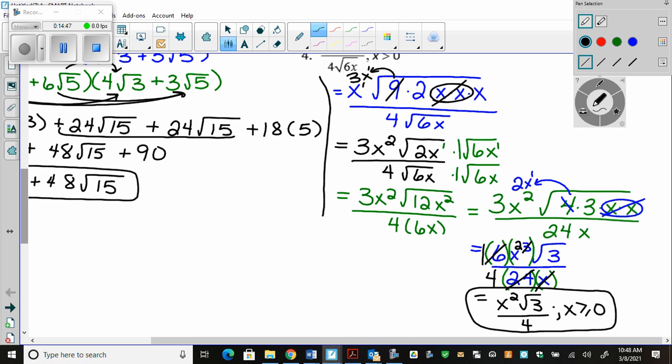Now the last one, I didn't tell you guys to do this, but there is a way that you were taught in grade 10 that you can actually simplify the last one quicker. So I'm going to show it to you. It was taught in the radical lesson.